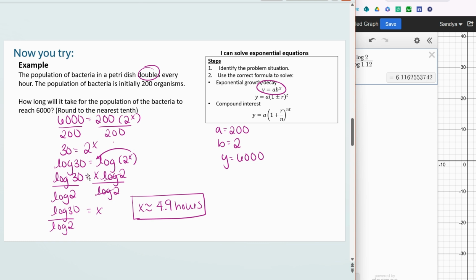Take the log of both sides. We have log of 30 equals log of 2 to the x, and then we bring the x down in front. And then we go ahead and divide both sides by the log of 2. Log of 30 divided by log of 2 gives us approximately 4.9 hours, right?